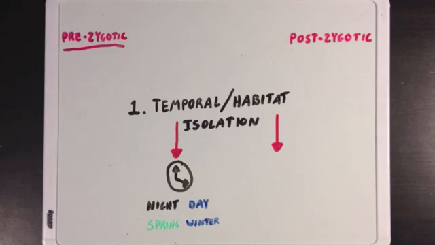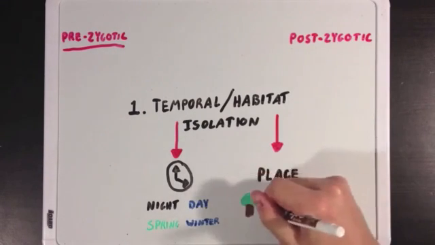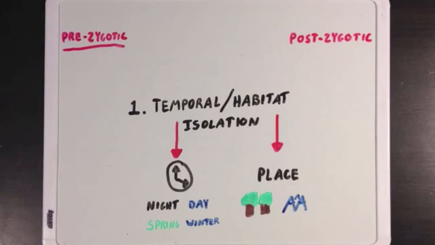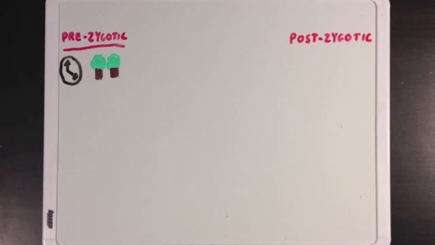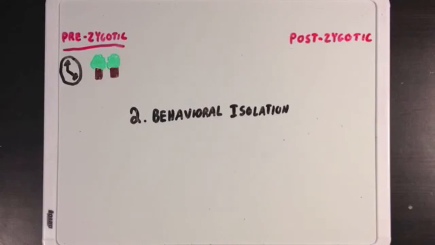Habitat isolation refers to the place where the organisms mate. Some may prefer mating in the forest, while others prefer mating in the mountains. And if two organisms don't find mates in the same place, then they are also isolated. If time and place aren't a problem, then the next barrier is behavioral isolation, which refers to mate selection and how organisms go about attracting a mate.